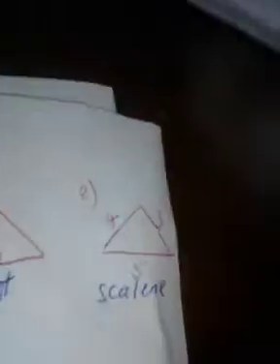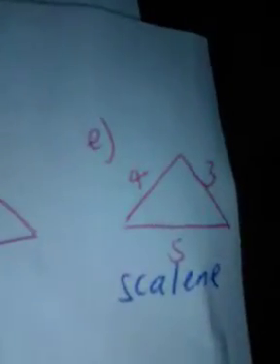This is a right triangle. That little box means 90 degrees. This is a scalene. Why is it scalene? Because no side is equal.